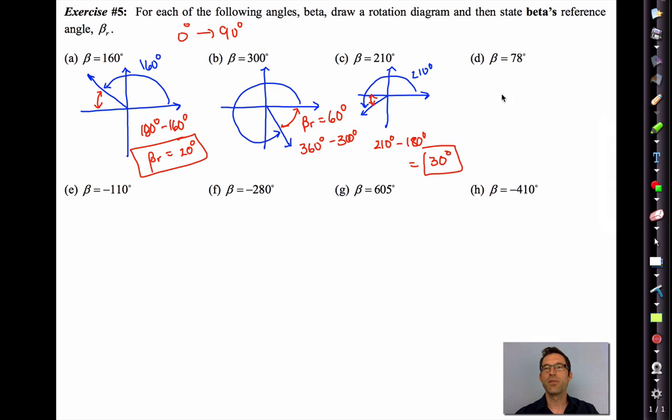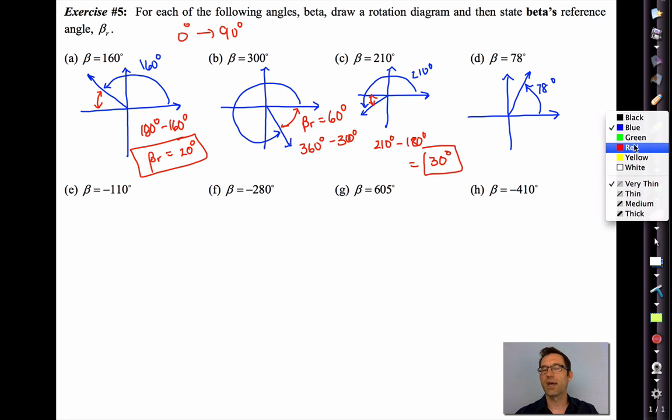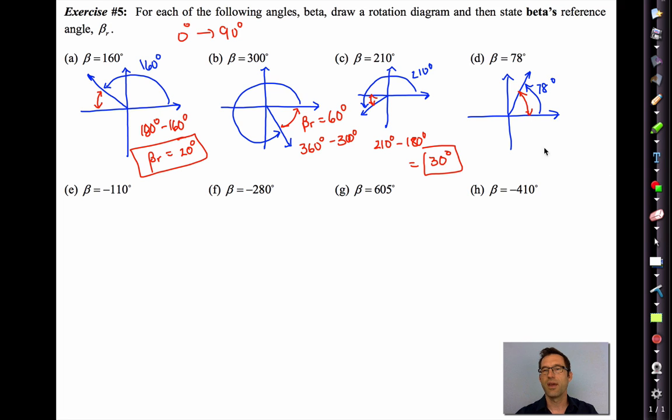Now, letter D might be the one that's the most confusing, right? Here I've got beta reference equals 78 degrees. But if I wanted the reference angle, I would find the angle between this ray and the closest x-axis. And that's also 78 degrees. So the reference angle for an angle between 0 and 90 is just the angle. It's a little bit silly in that respect. You don't really need to know that so much.